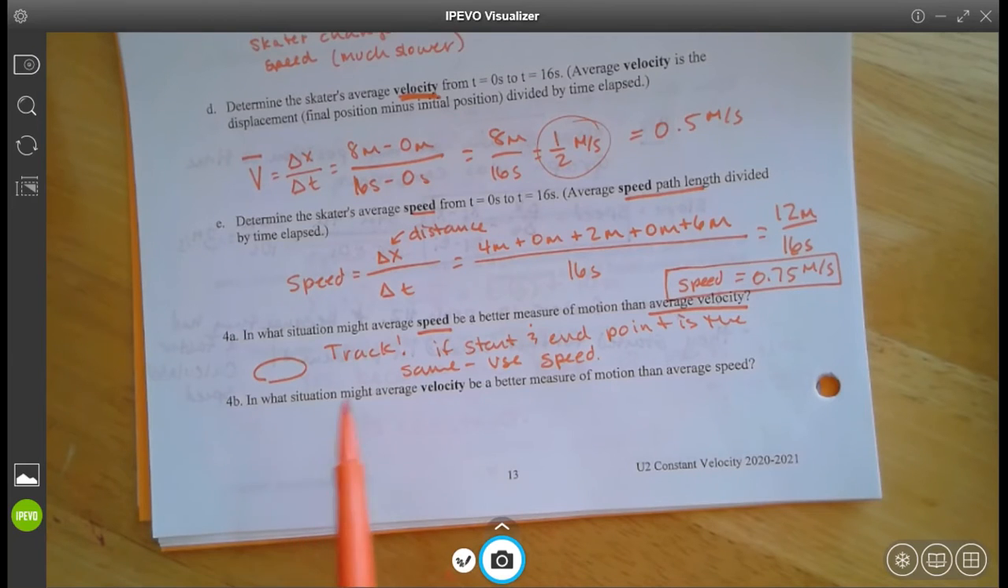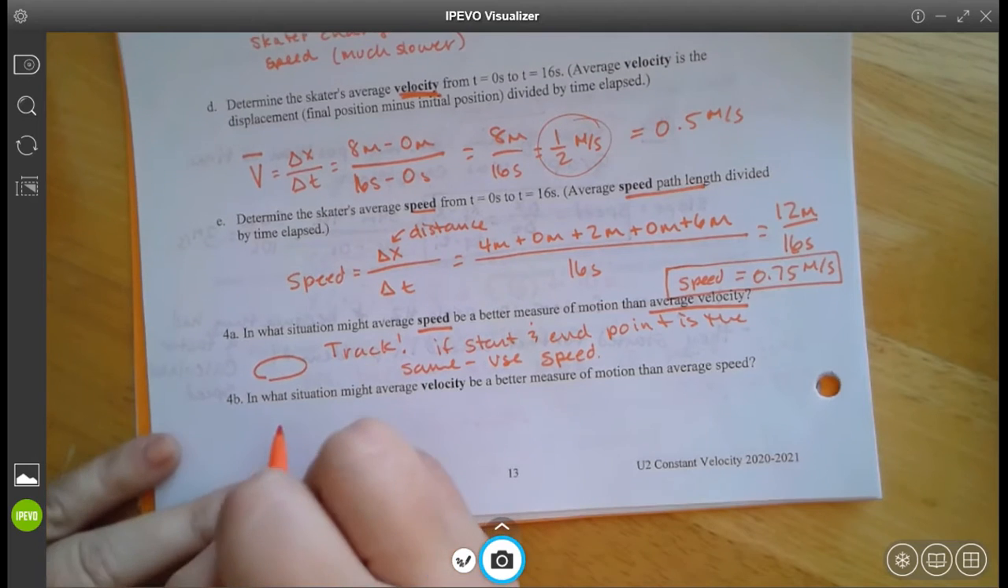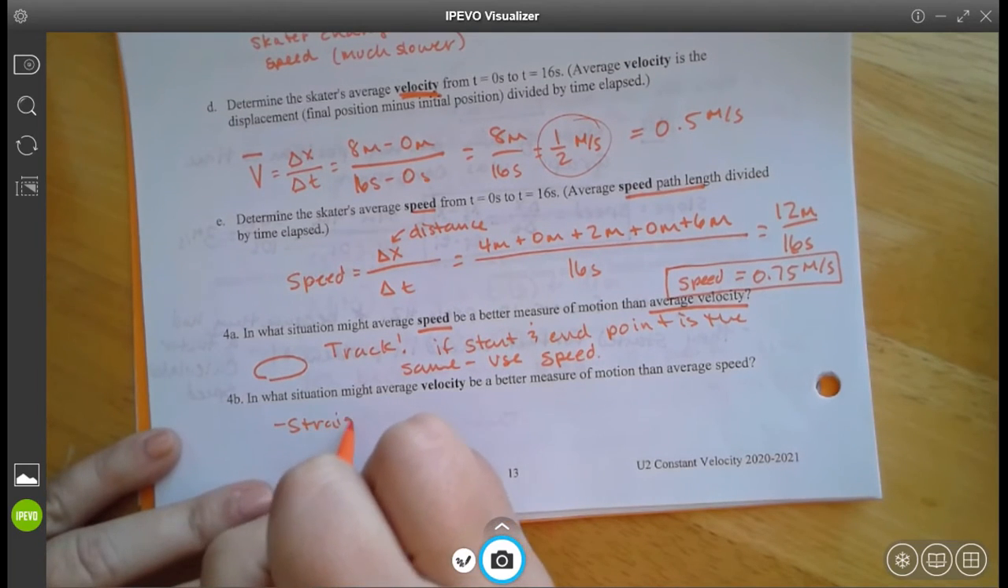What about this? In what situation might average velocity be a better measure of motion than average speed? You guys have any ideas about that one? I personally find this one a little bit trickier to think through. But it might be the flip side of this. If you are going to do something where you're in a straight line, they should be the same, right? So straight lines will be the same.